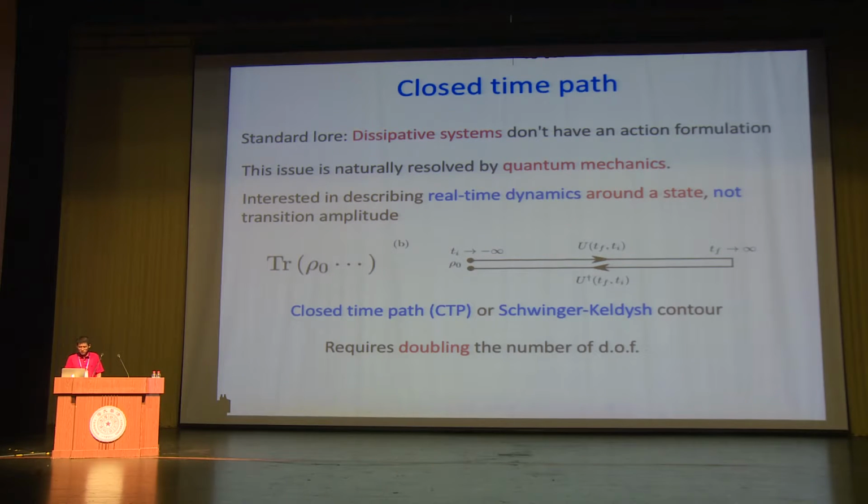An immediate consequence of using such a contour is that if you want to describe your system using a single time, you now have to use two copies of your space-time. But you can also just consider all the fields living in a single space-time, and then that means you need to double the number of degrees of freedom, with one set of degrees of freedom associated with each leg of the contour.